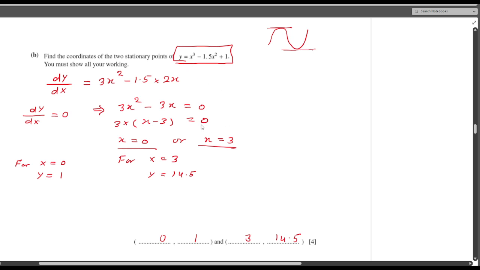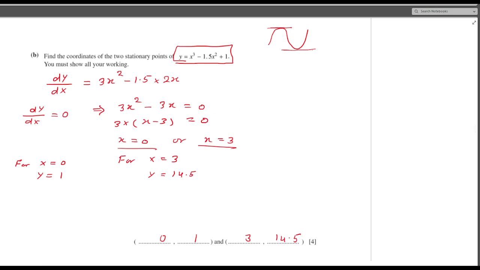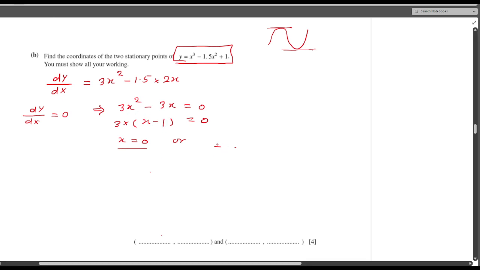Let me just see this once again. Okay, here I am making a mistake. This is my mistake, as I took 3x common. So it is x minus 1. So x is 0 or x is equal to 1.